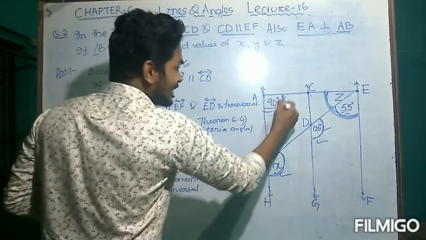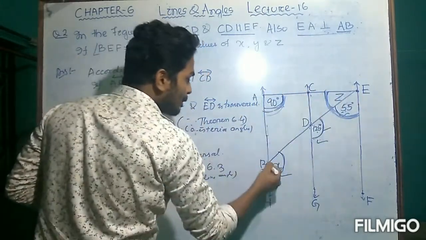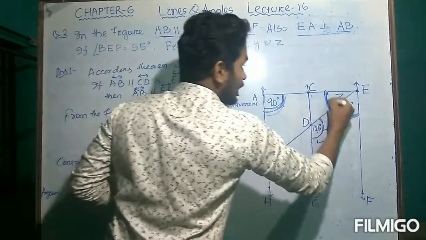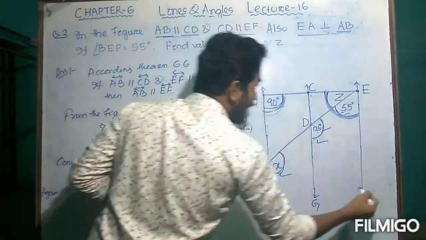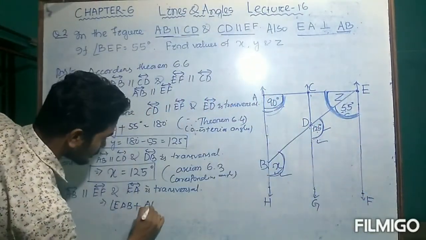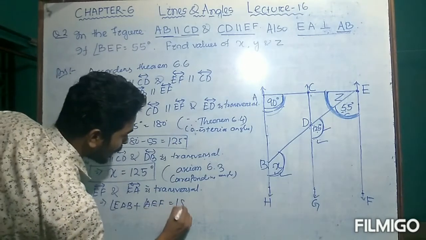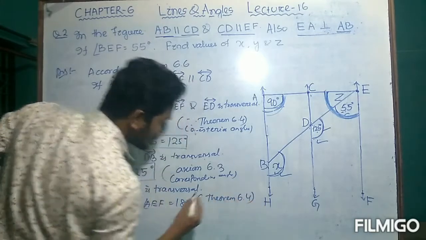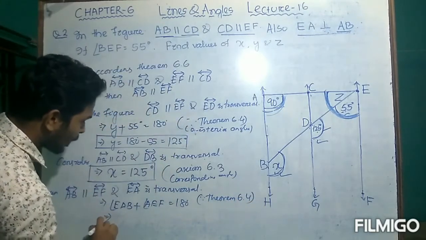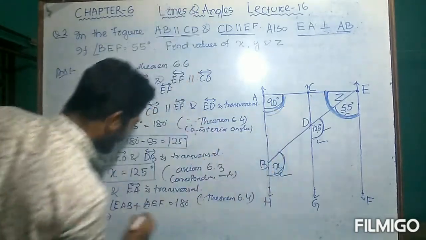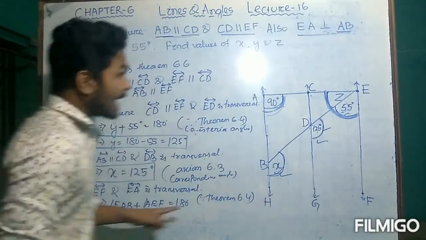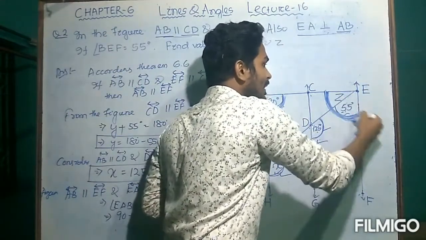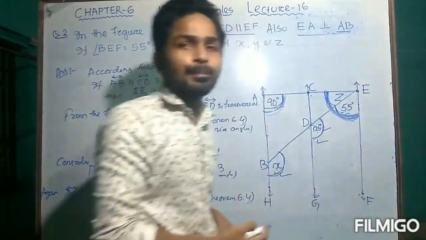So you can write this angle, EAB, plus this angle, AEF, the total angle, is equal to 180 degrees due to theorem 6.4. Understood? Now what is the value of EAB? EAB is 90 degrees plus AEF. AEF, this total angle, can be written as Z plus 55.